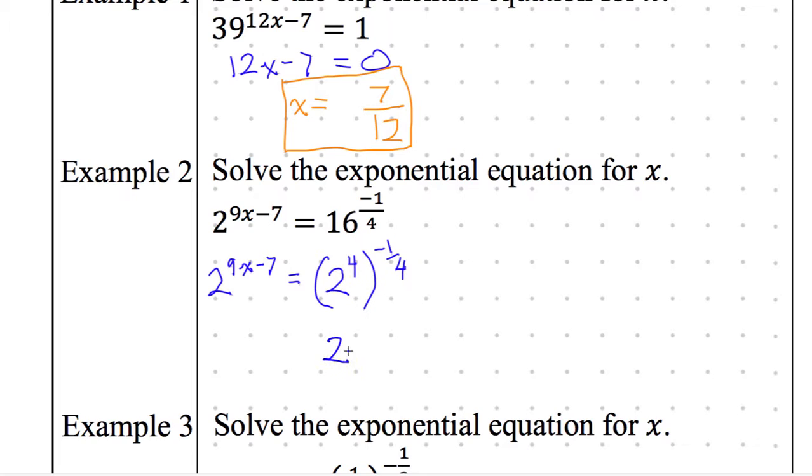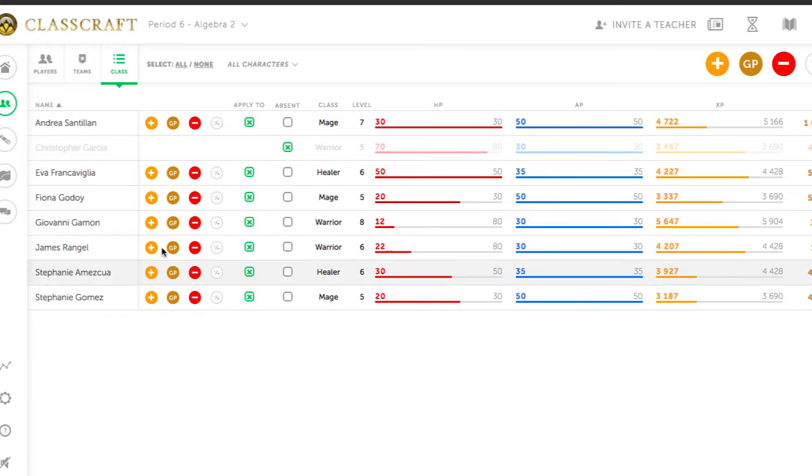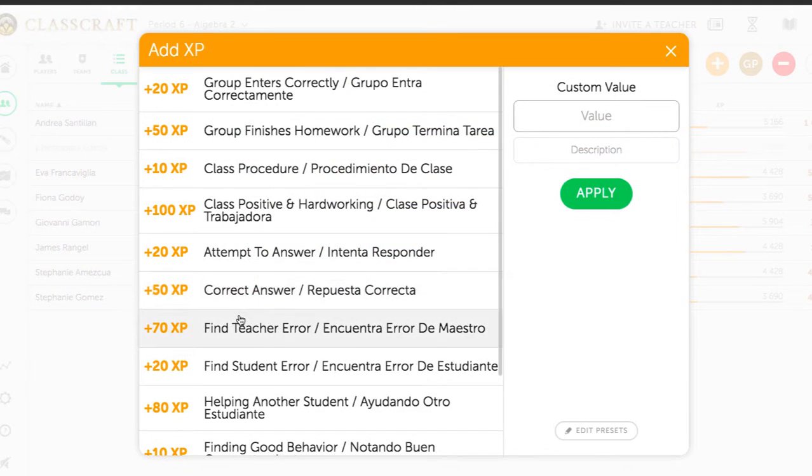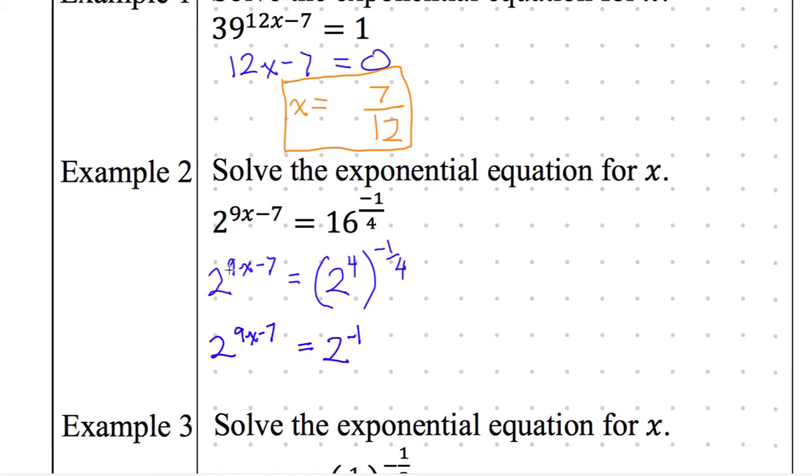So this is now 2 to the power of negative 1 is equal to 2 to the power of 9x minus 7. Teflon is in. Her card is now mine. I have collected her. Next, I'm finally using the property. What am I going to do? These two things are only equal if the following is true.